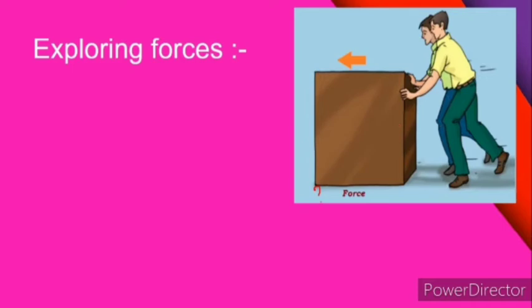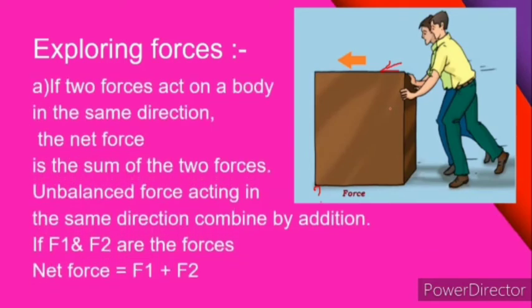But in this case, we don't know who is applying more force than the other. Both might be applying, but we don't know who has more strength, right? So here there are unbalanced forces acting upon an object in the same direction. Both are standing on one side and applying force in the same direction. So this is the direction of the force. So what happens in this case is that the forces get added up.